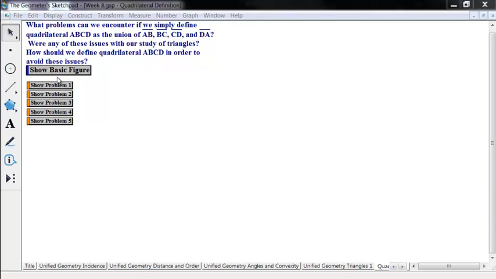Okay, we're going to talk a little bit about quadrilaterals. Now, what problems can we encounter if we simply define a quadrilateral ABCD as the union of line segments, segment AB, segment BC, segment CD, and segment DA? Did any of these issues come up when we studied triangles? And then how should we define a quadrilateral ABCD in order to avoid these issues?